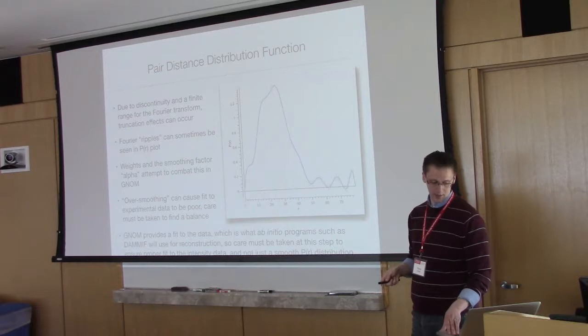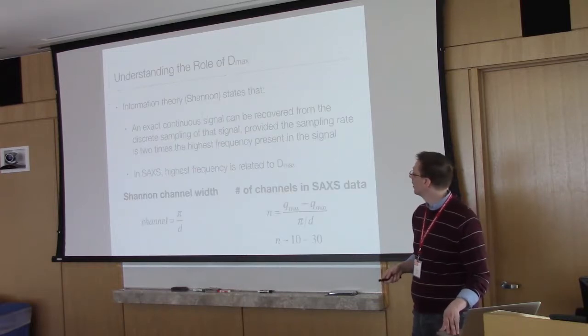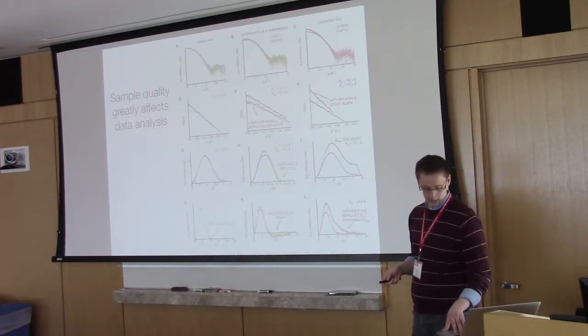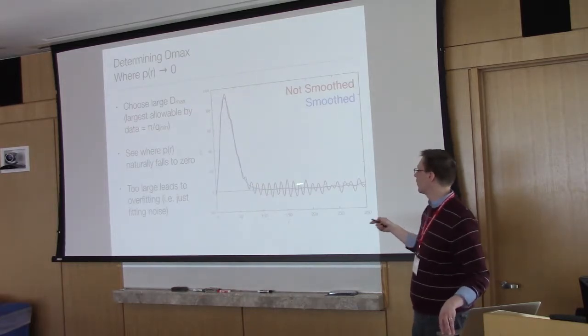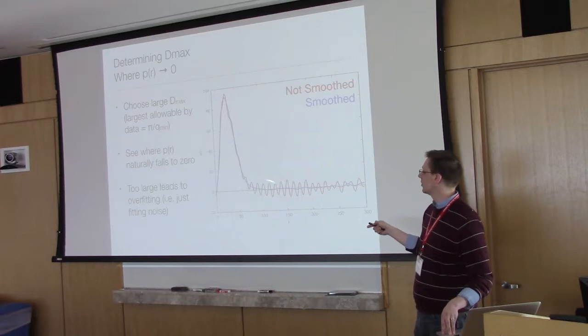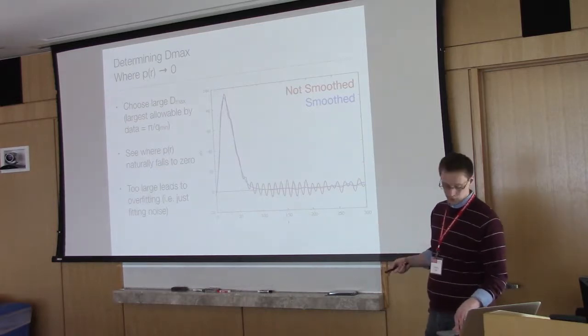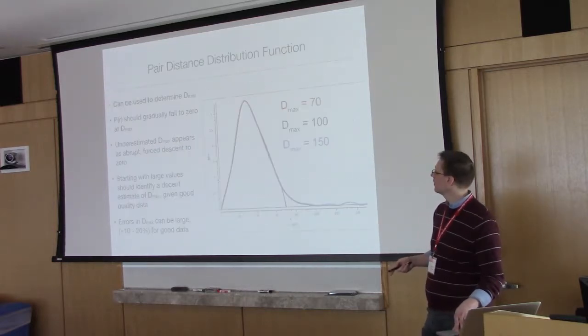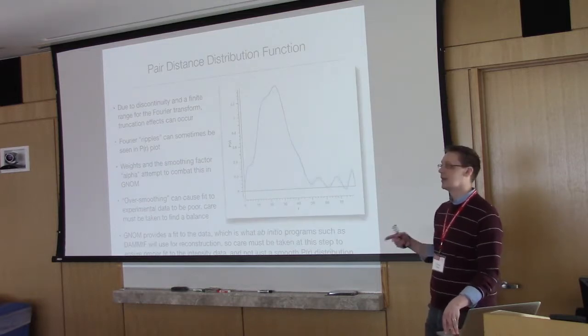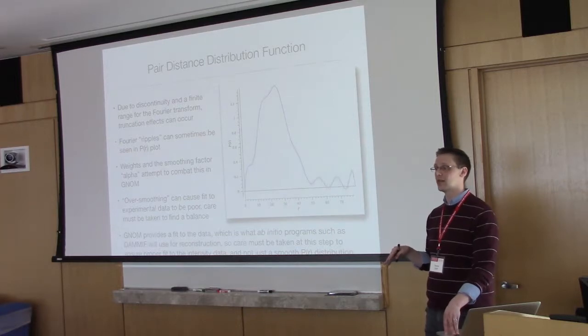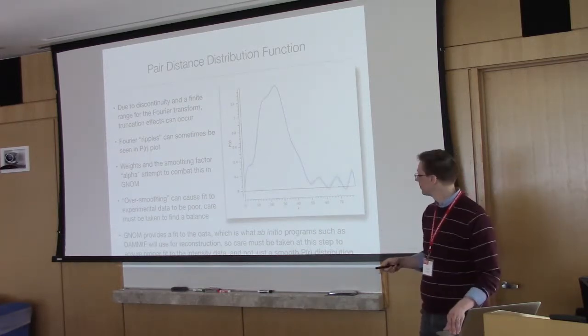A bigger alpha means a smoother profile. I think I've got some examples of that here. You can see an alpha will smooth out your profile, and you can determine Dmax and give you a nice smooth pair distribution function. But the caveat is that if you over smooth, then it no longer fits the experimental profile. And so you need to balance those two.